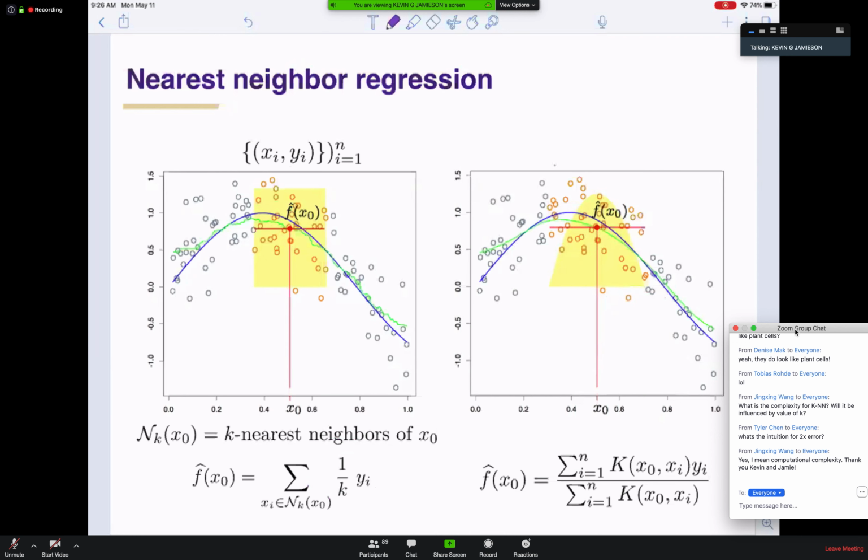And so this typically gives a smoother sort of boundary. If you look at this regression function, the green on the left, it's very crunchy, whereas on the right, it's very smooth. It's very characteristic of these kinds of smoothing methods.